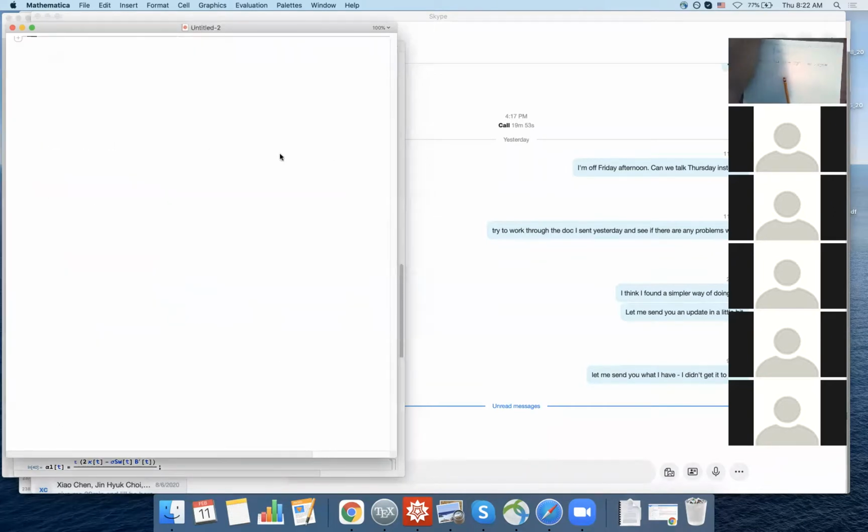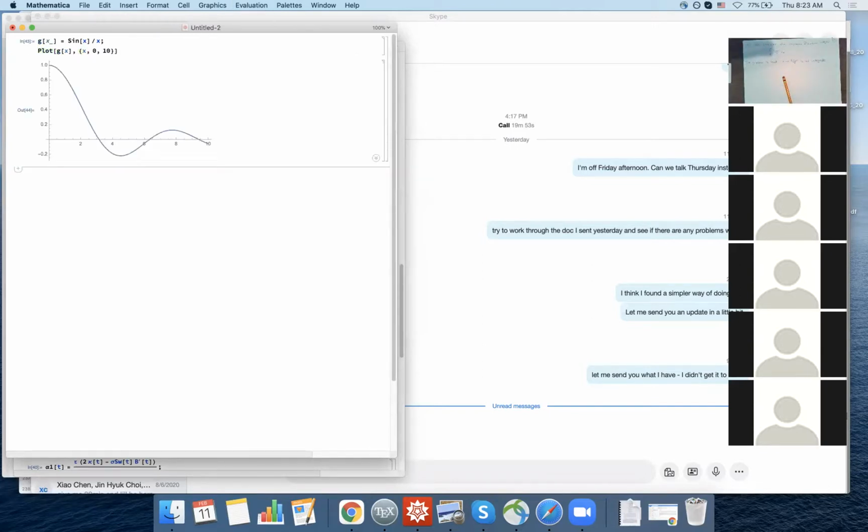The function we're interested in is g of x equals sine x divided by x. If we look at its picture from 0 to 10, that's the picture we're looking at. Of course sine x is bounded by 1, so as x goes to infinity, sine x over x does go to 0. But when I integrate the absolute value, it becomes plus infinity. I don't know what happens if you ask Mathematica to integrate the absolute value. It doesn't like doing that.